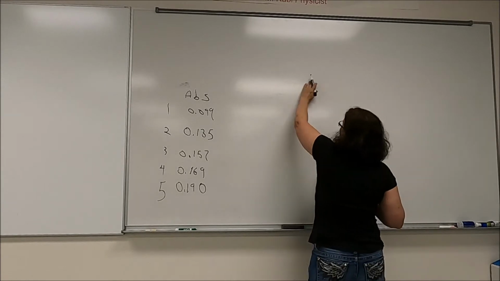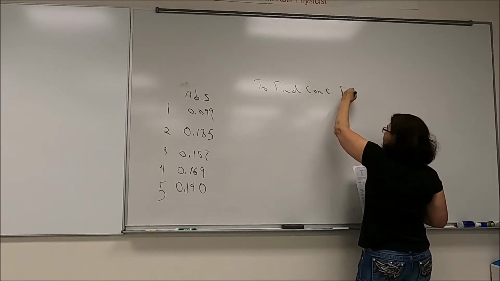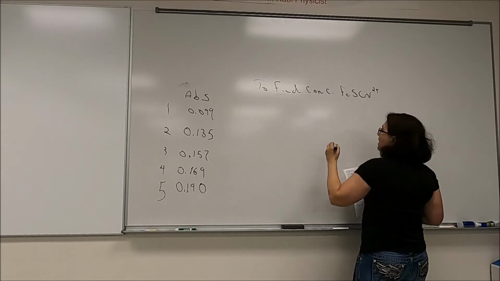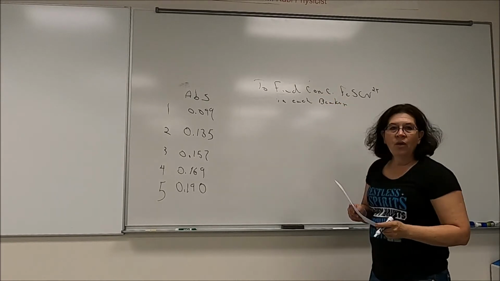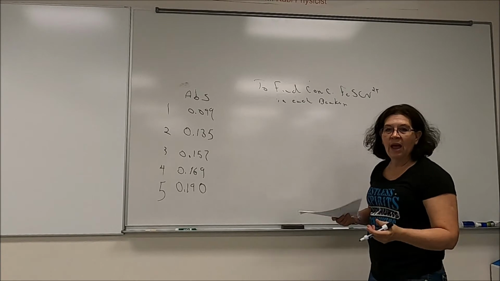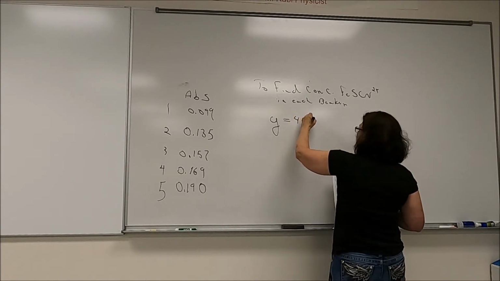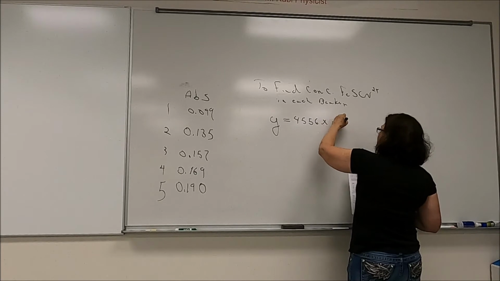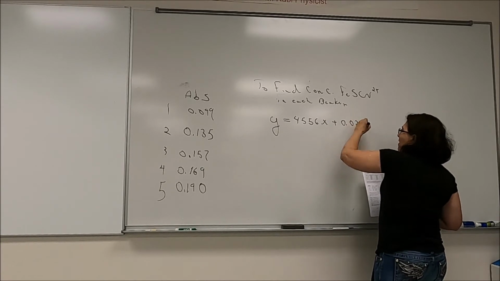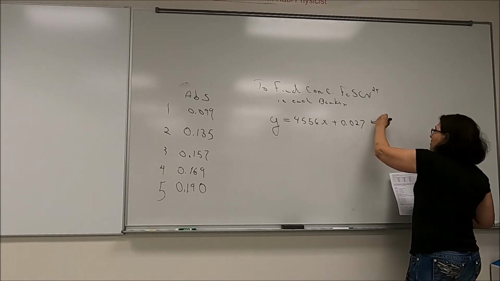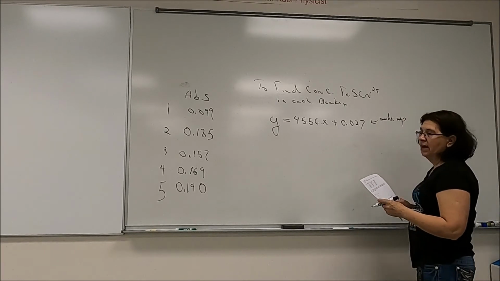Now, to find the concentration of FeSCN2+ in each one of the beakers, you're going to use the equation that you got for your line. Now I'm going to give you a made-up equation. So let's say I got y is equal to 4,556x plus 0.027. Now this is a made-up equation. You'll get your real equation from your graph, okay?